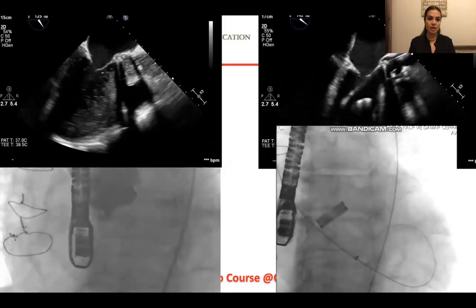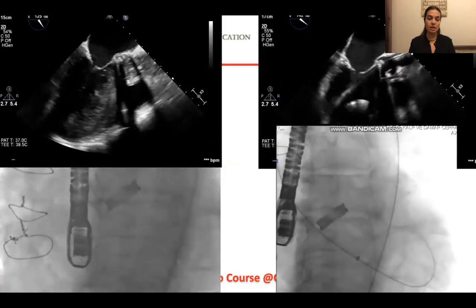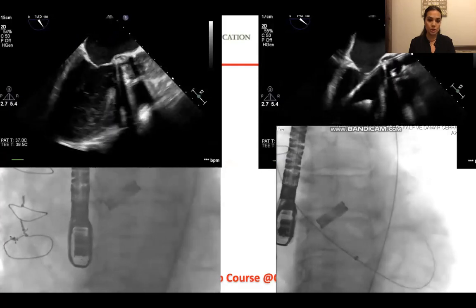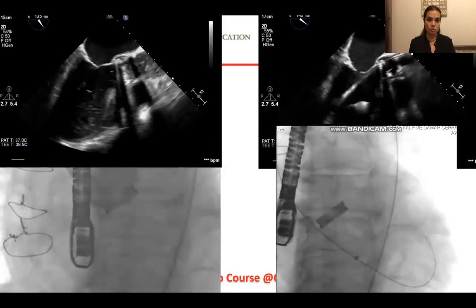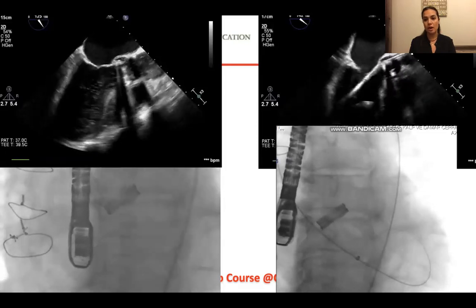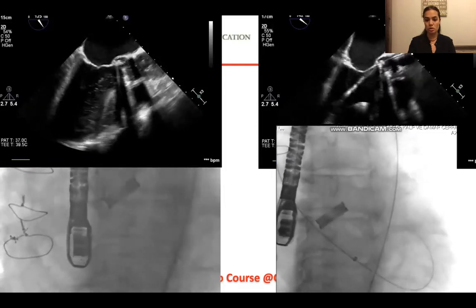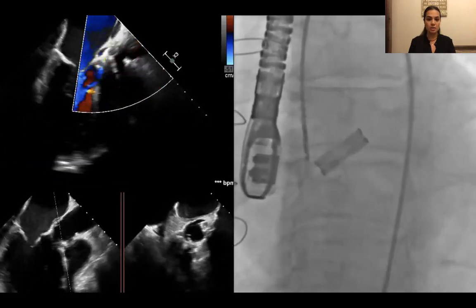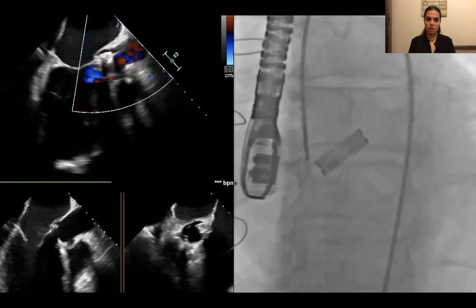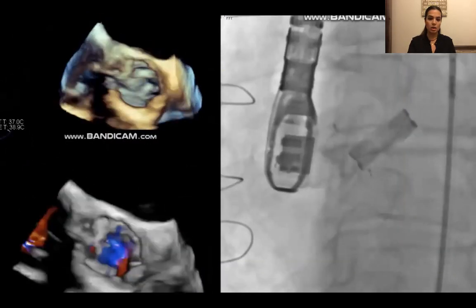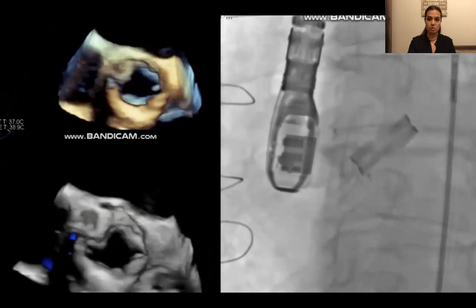On the left-hand side, you can see the contrast images, both 2D and fluoroscopic views. On the right-hand side, the wire and the catheter just cross the defect. And we put the device, and there was just a trivial leakage, and we are happy with the result.